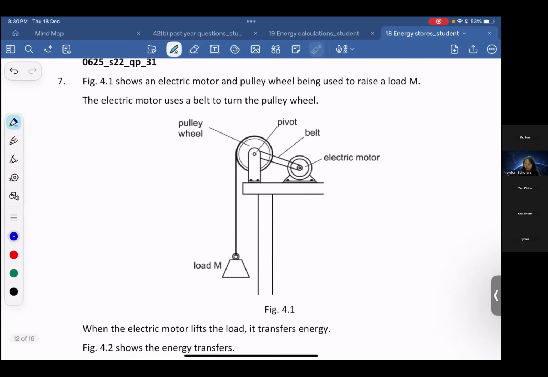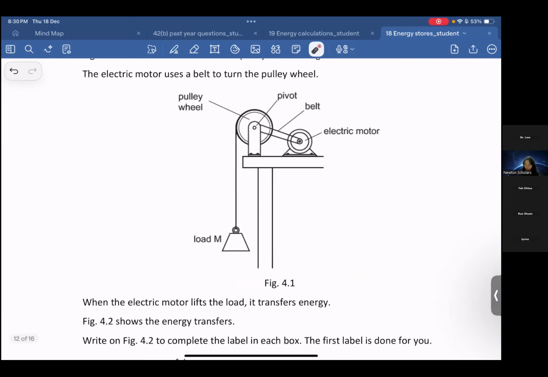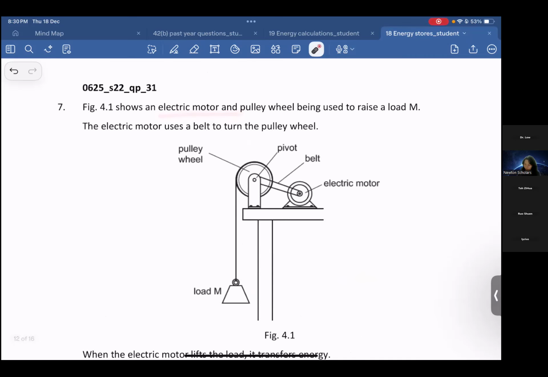Here you have to read the question and then think what kind of energy we have. Here, electric motor. It will pull, electric. Switch on the electricity, electric. Then a pulley wheel being used to raise. Keyword here, can you highlight? Lift raise, that means it is moving up. Here an electric motor uses a belt to turn. Turn, so highlight.